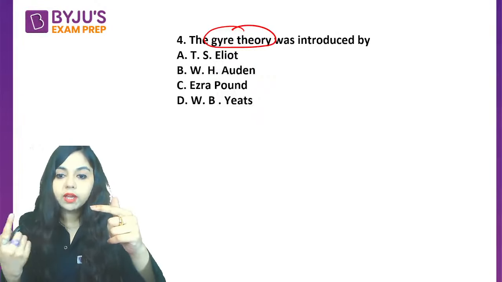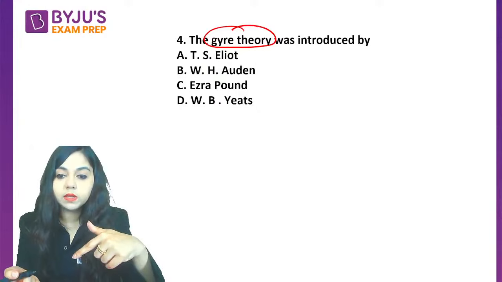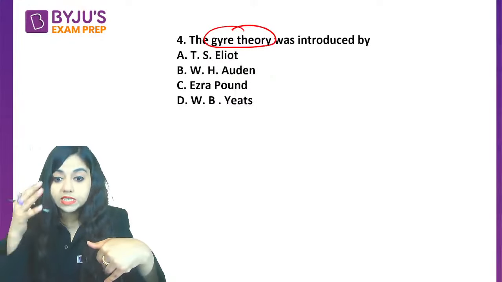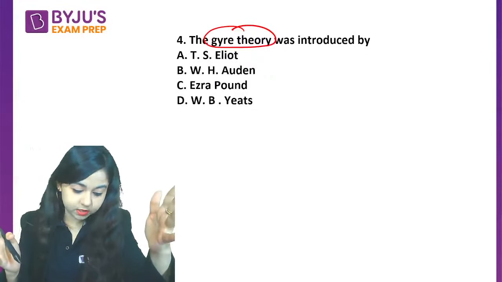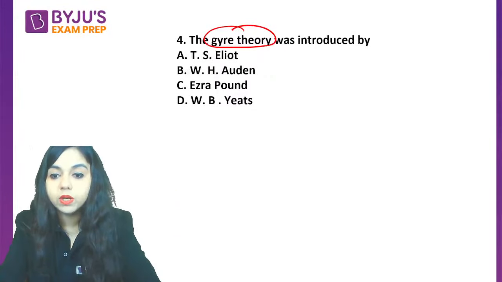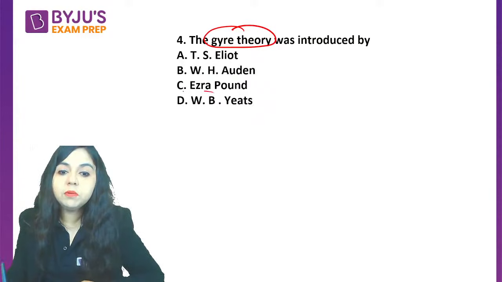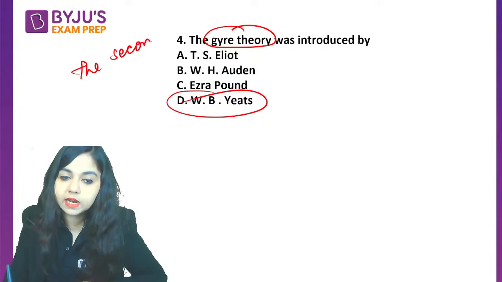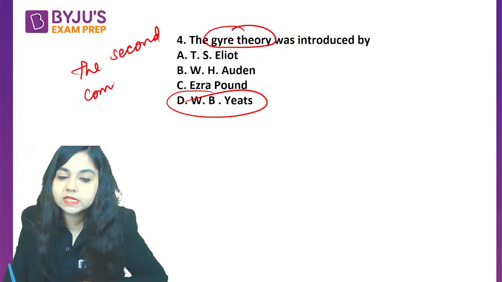That there is a gyre that we are able to see, that an epoch culminates and a new era starts. So a turbulent period is predominantly starting. Yes, absolutely right. William Butler Yeats is the right answer. William Butler Yeats in The Second Coming is trying to help us understand this.